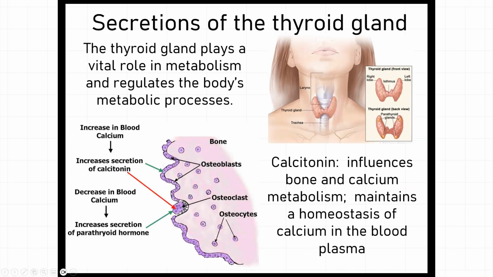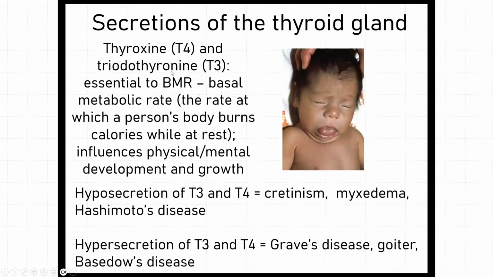Secretions of the thyroid gland. The thyroid gland plays a very vital role in our metabolism and regulates the body's metabolic processes. Calcitonin influences bone and calcium metabolism and maintains homeostasis of calcium in the body plasma. Then thyroxine, T4, and triiodothyronine, that is T3. These are essential for our basal metabolic rate, the rate at which a person's body burns calories while we are at rest. They influence physical and mental development and growth.